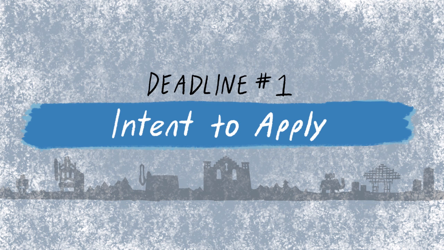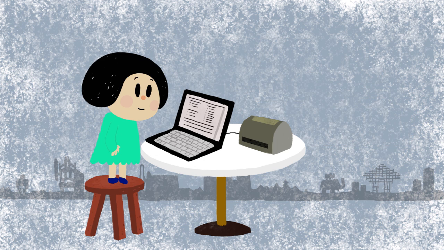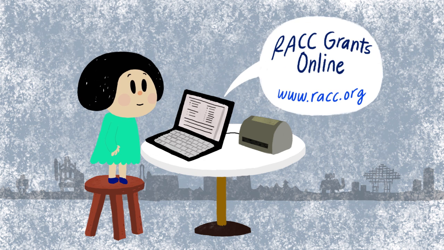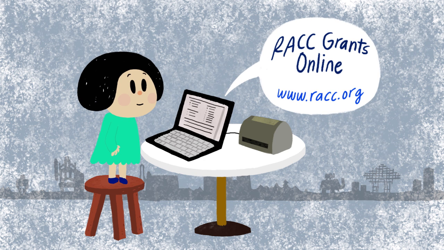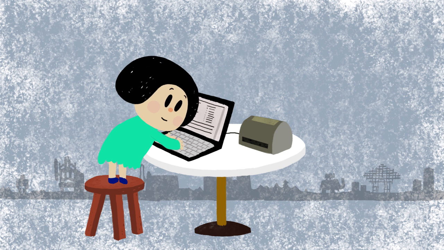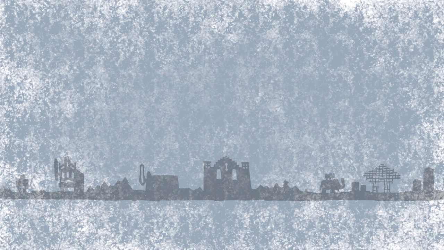First, all applicants must electronically submit an intent to apply. The form can be found on the RACC Grants Online system at www.racc.org. Here you will be asked to summarize your project in 100 words.